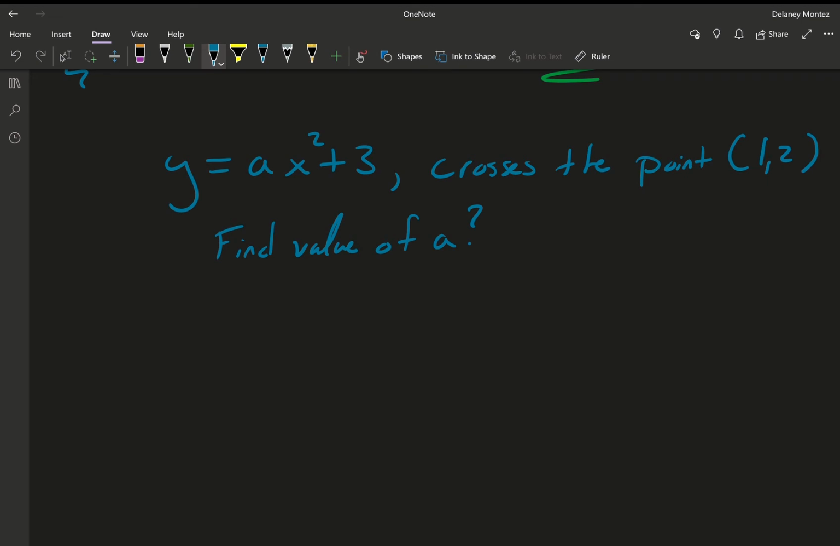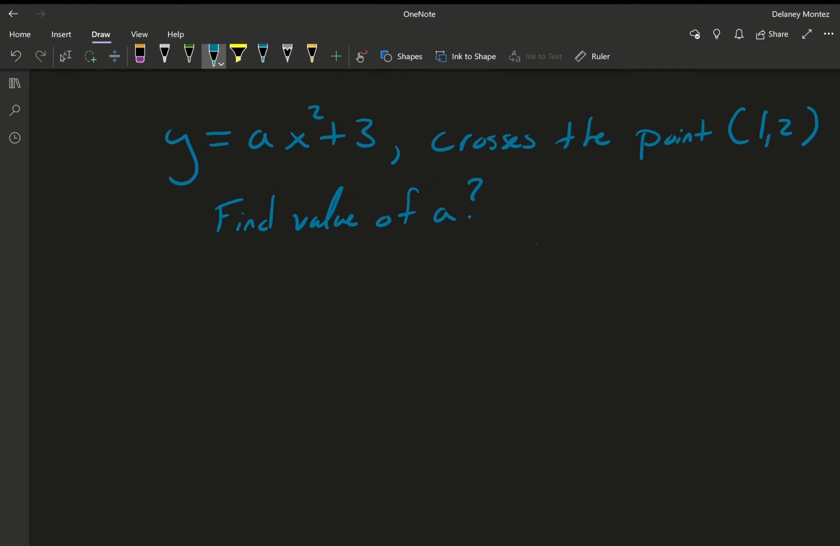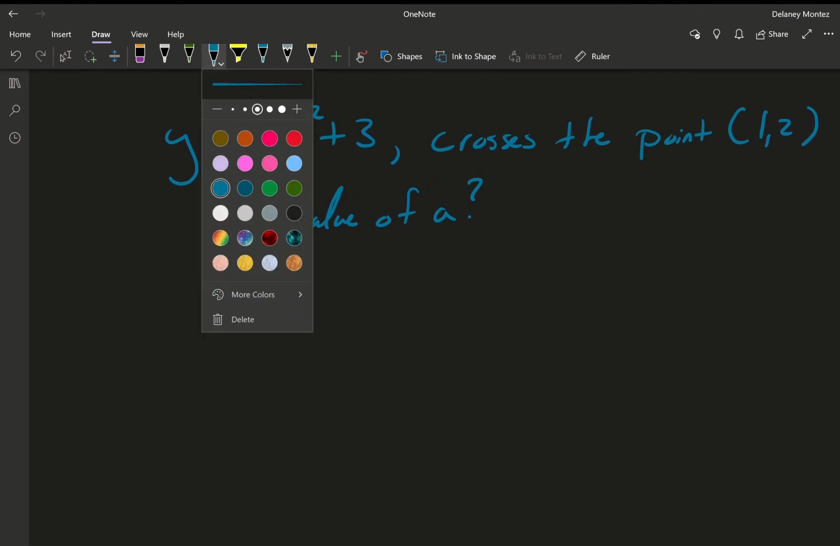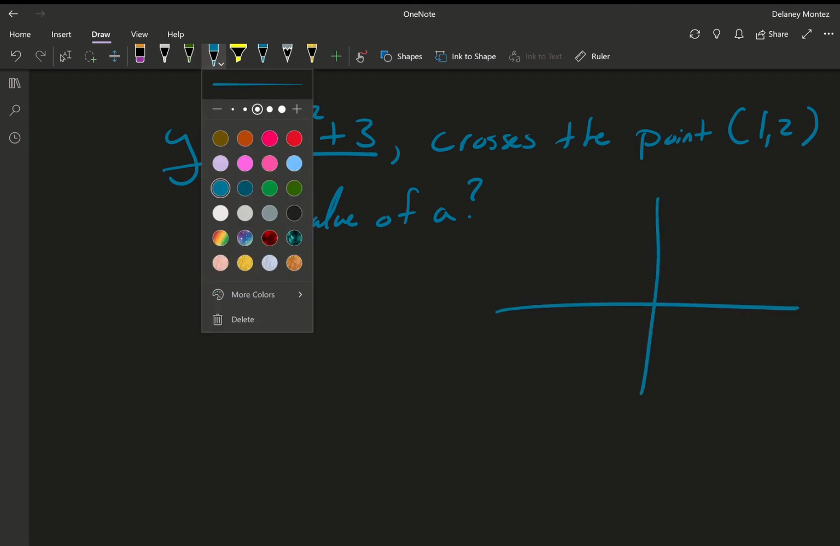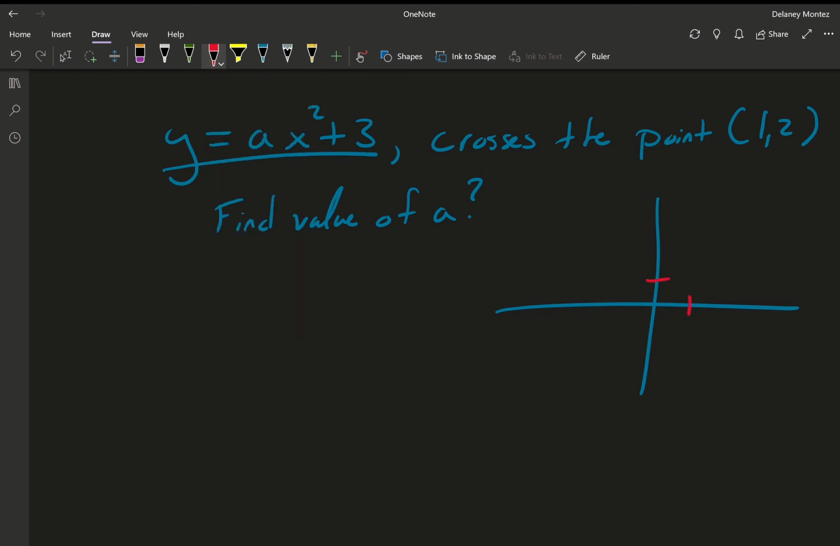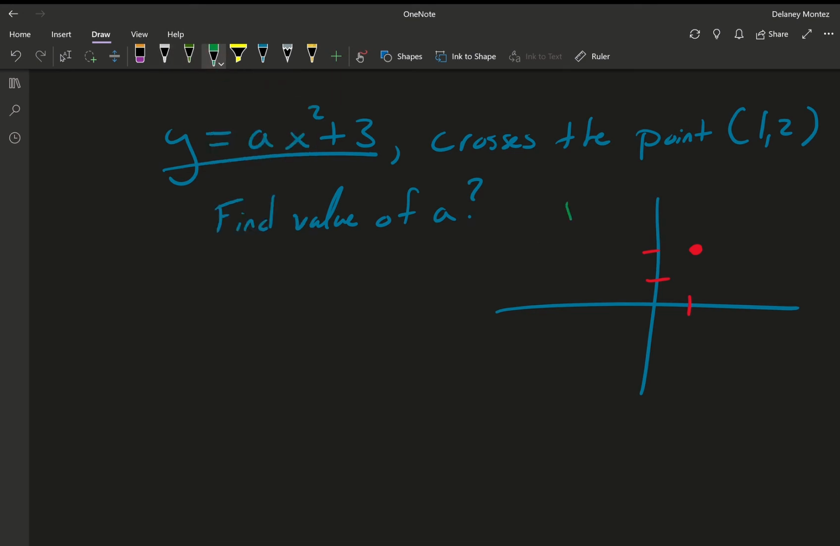Okay, hopefully you guys had a good go at this, and this is just making sure we got it right in case you didn't. Let's see, so we have this function here, y equals ax squared plus 3, right? We don't know what a is, that's the point of solving a problem, but we do know that this function hits this point here, 1, 2. So let's say we have our point here, 1, 2. I don't know if this function looks like this. Who knows? All we know is that it hits this point right there.